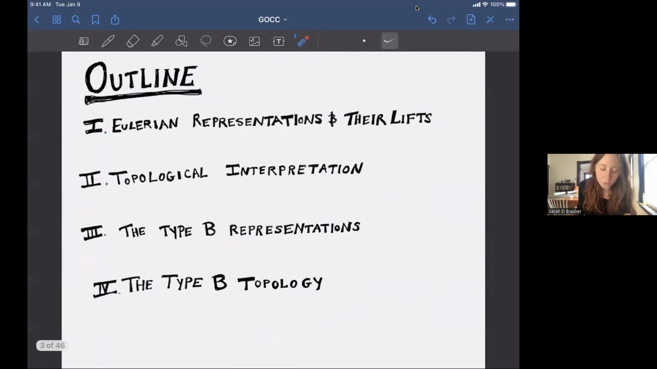Okay, so what I'm going to do is I'll first start with these symmetric group representations, which are called the Eulerian representations, and they have this property that they lift, which I'll explain. And then I'm going to interpret those representations topologically. And then I'll do the same thing over in Type B. So I'll tell you about the hyperoctahedral representations that I'm interested in, and then I'll interpret those representations topologically.